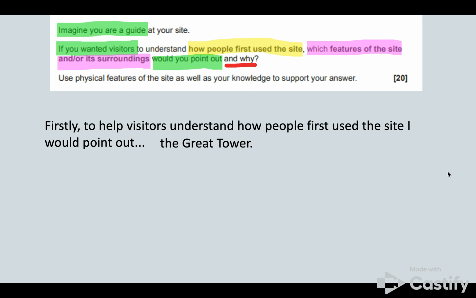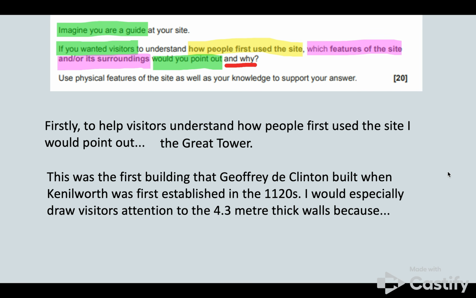Now I need to explain how that would help them understand how it was first used and why it would do that, what I would tell them. So here's how I might continue. This was the first building that Geoffrey de Clinton built when Kenilworth was first established in the 1120s. I'm showing off some knowledge there. I would especially draw visitors' attention to the 4.3 metre thick walls because then I can explain how that would help visitors understand that this was a defensive military castle.